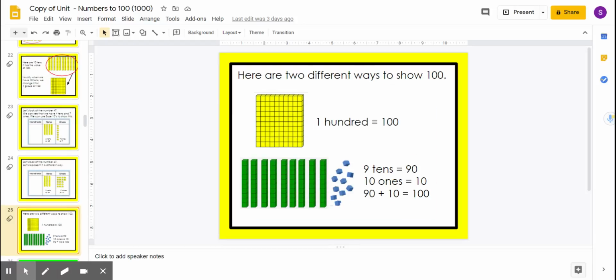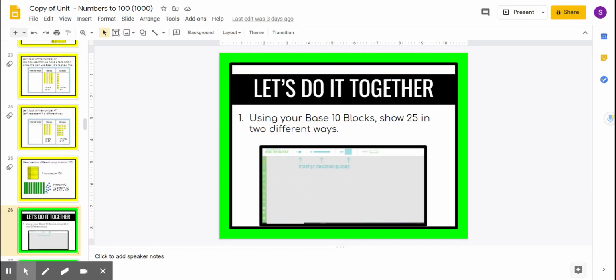Here are 2 different ways to show 100. So I have my hundreds, and if you count these up, I'll have 9 tens, which equals 90, and then 10 ones is 10, and add them together, and it gives you 100. So just 2 different ways to represent the number 100. And then we did some examples together.